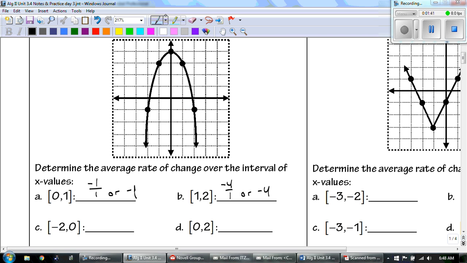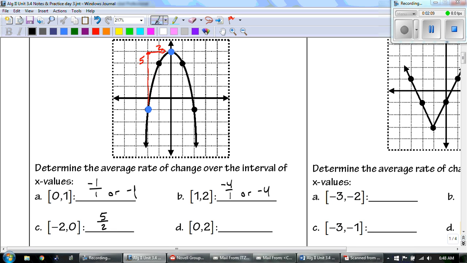Okay, so all we're practicing right now is finding the average rate of change, -2 to 0, between the intervals, the x values that they're asking for. So we went up 1, 2, 3, 4, 5. So I went up 5, and then to the right, 2. So 5/2.